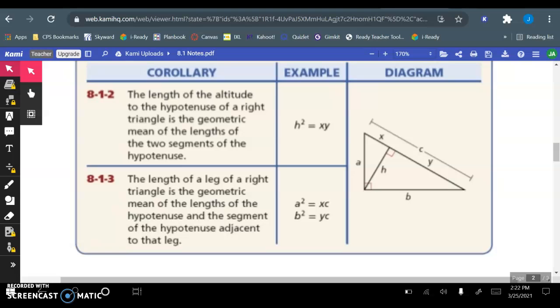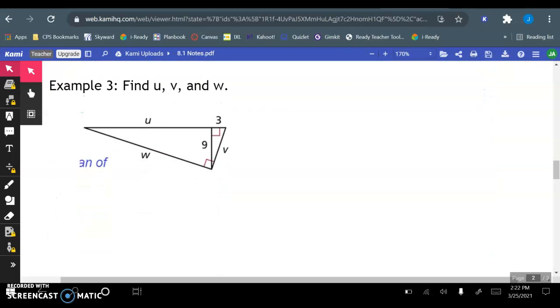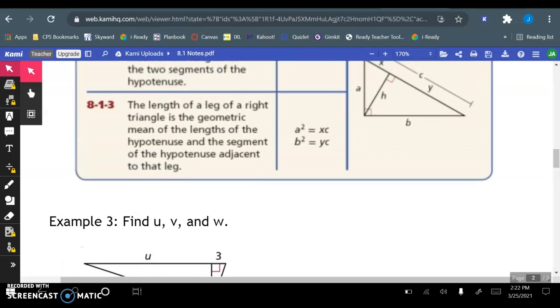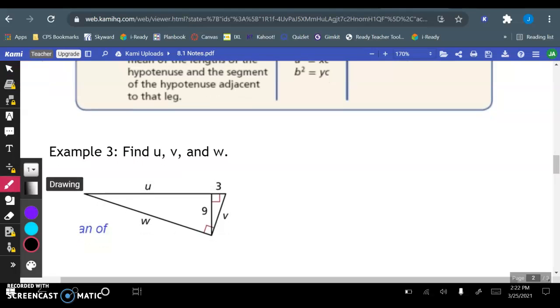So we need that picture so you know where all the letters are, and then you need those three equations so that we can plug in the numbers that we know. So here, example 3, we need to find u, v, and w. So the altitude is h. So right now I know that 9 equals h.